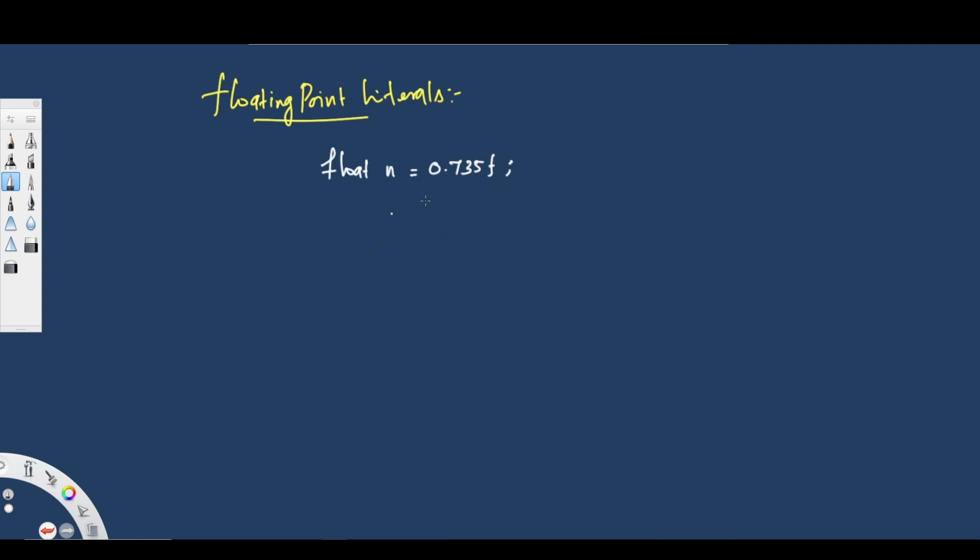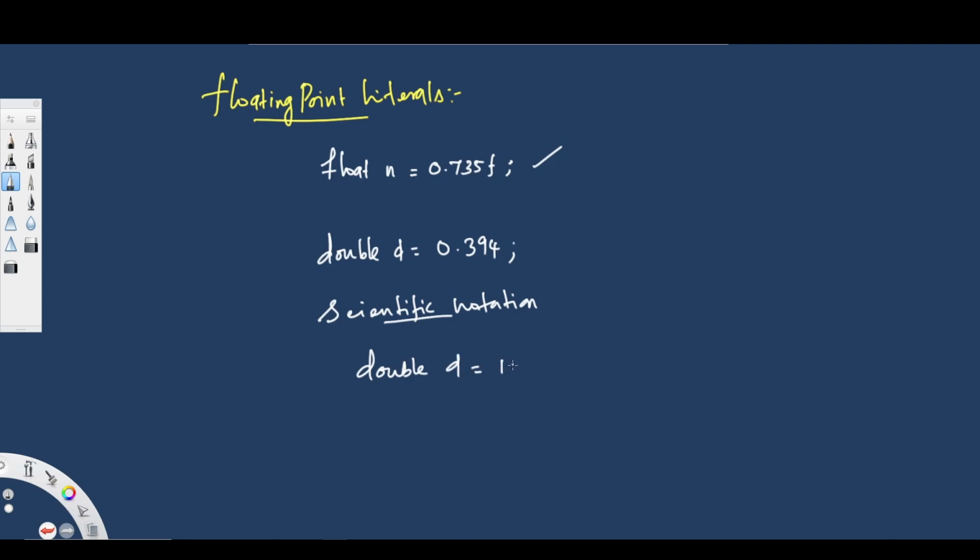Okay, this is how we have to specify it. There is no change in the floating point representation, and in double also there is no change. Double d equal to 0.394, something like this. But one thing here is we can specify it in scientific notation also. So say, for example, we have a value like double d equal to 132.72.